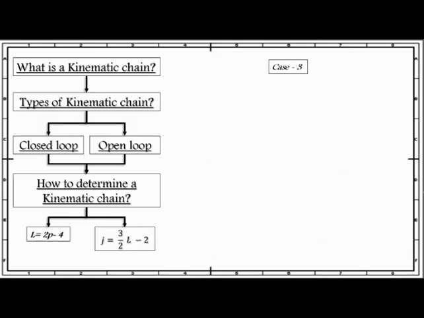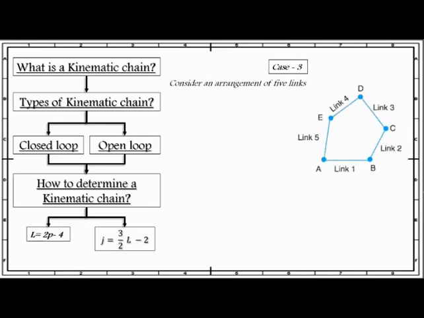Case 3. Consider an arrangement of 5 links as shown in this figure. Thus, how many links are there? 5. Now, how many pairs are there? AB to BC 1, BC to CD 2, CD to DE 3, DE to EA 4, and EA to AB 5. So there are basically 5 pairs. And how many joints are there? A, B, C, D, and E. So there are 5 joints.